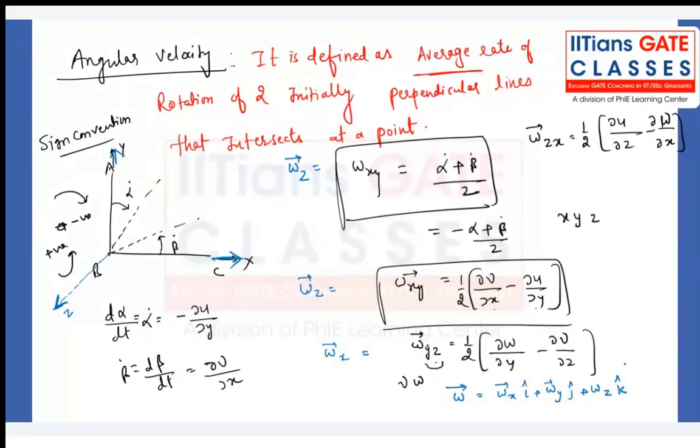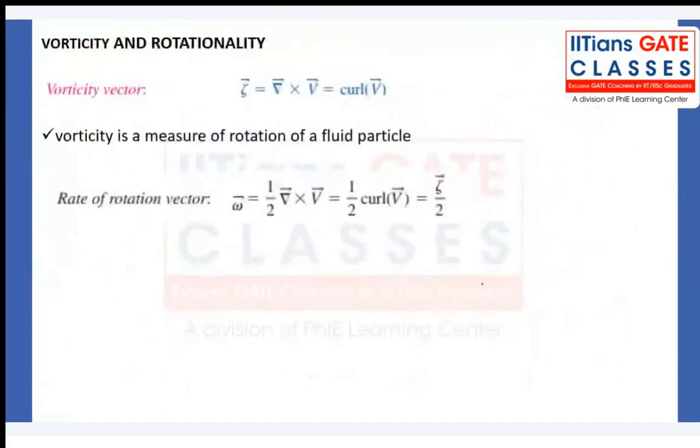Now, try understanding the next particular concept about vorticity and rotationality. Note down vorticity and rotationality. Vorticity can be written as del cross V or curl of V, we say. So vorticity, my dear friend, we can also write as 2 times angular velocity, or angular velocity can be written as half of del cross V, half of curl of V, right? Because when you do half of curl of V, you will be getting the same thing.